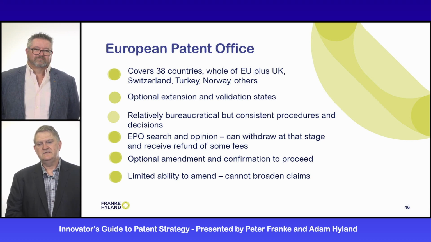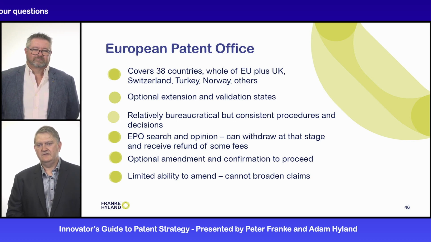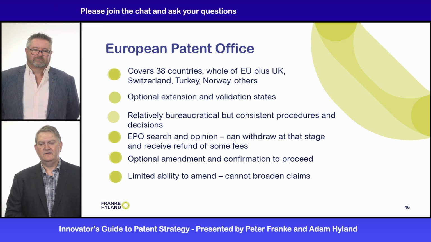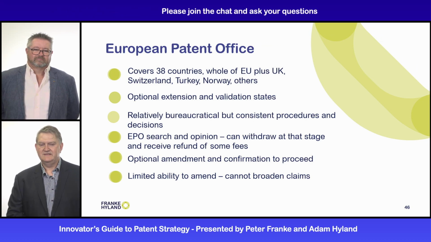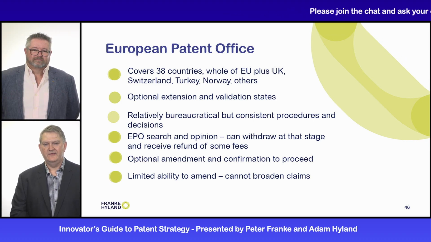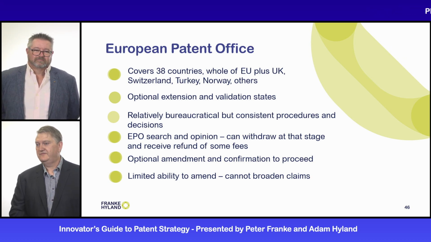So there's 38 countries in the EPC. It is quite bureaucratic, but consistent and mostly pretty high quality decisions. So what happens is after you file, you get a European Patent Office search and opinion, which isn't exactly an examination report, but if you wish to after that, if you think, oh my goodness, I'm never going to get anything, you can withdraw and they'll give you some of your fees back. That's almost a unique feature of Europe. Nobody else will ever give you any of your official fees back. The government's got it and then it's not coming back.